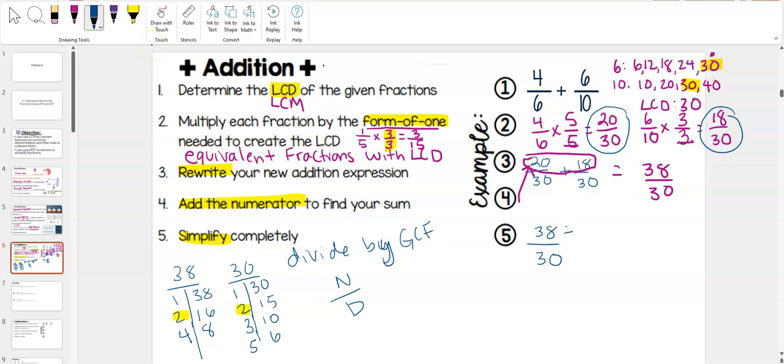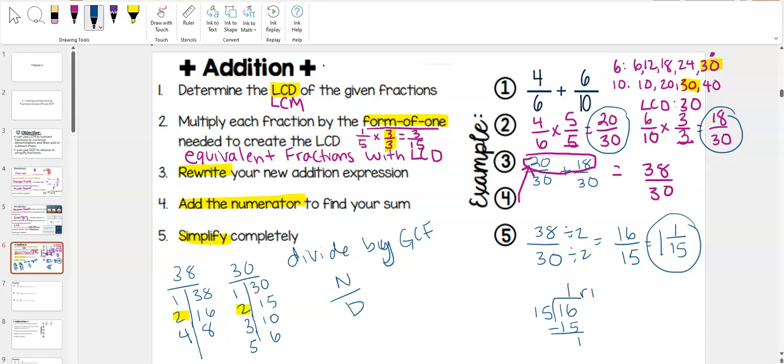So I'm going to divide by 2 to simplify, and I'm going to get 19/15ths. Okay, now this is an improper fraction. So I do want to turn it into a mixed number. So I'm going to figure out how many 15s fit inside of 19. That's 1. And then I'm going to find my remainder. Okay, 1, remainder 4, denominator stays the same. So my answer is 1 4/15.